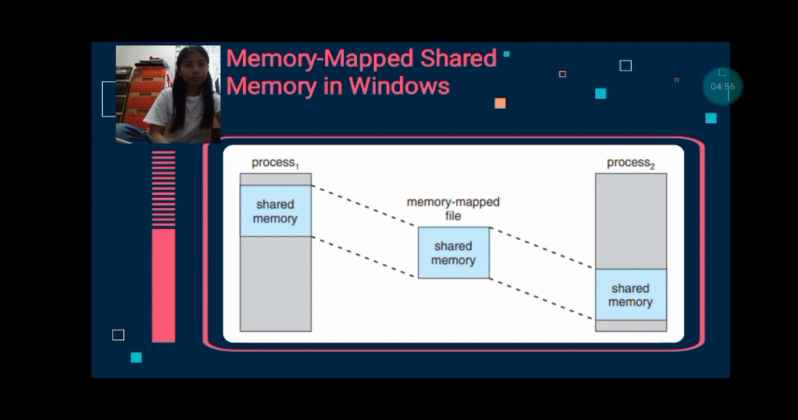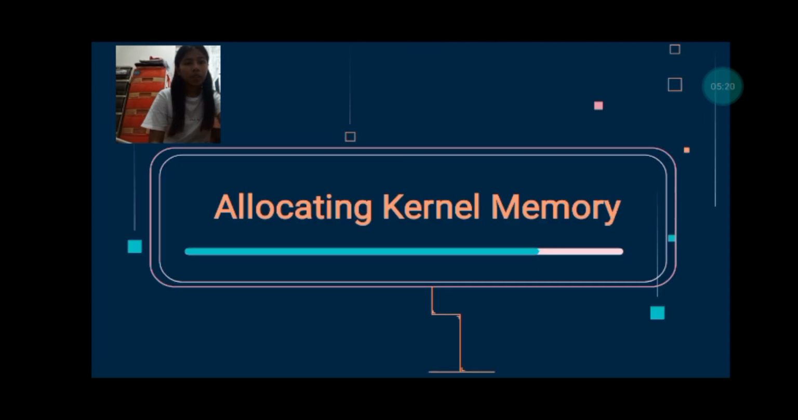So, memory map file, and then process 2. Under this scenario, processes can communicate using shared memory by having the communicating processes memory map the same file into their virtual address space.